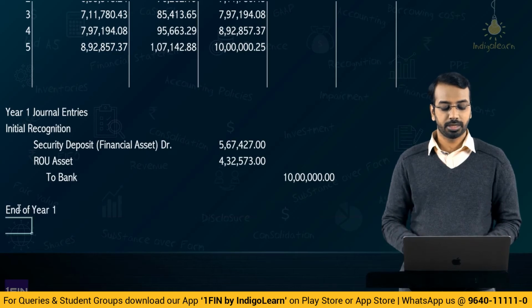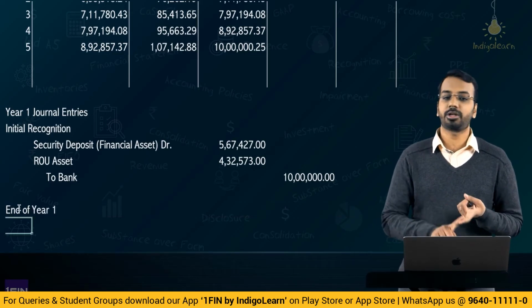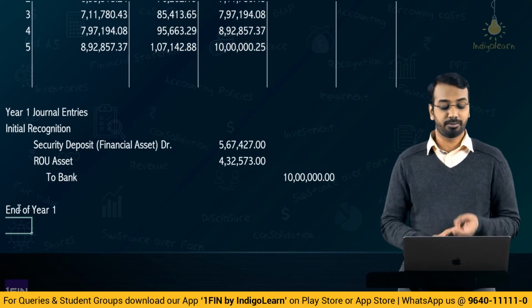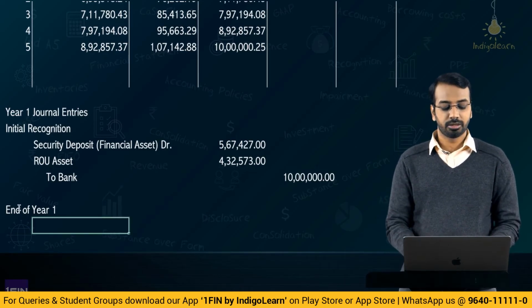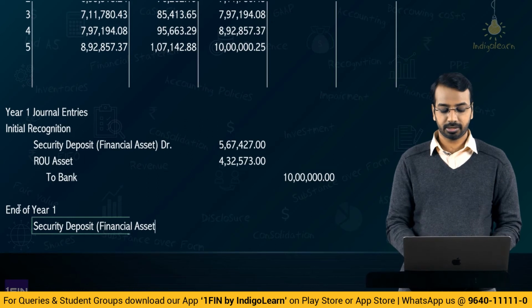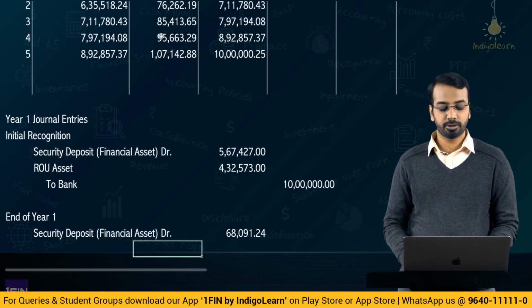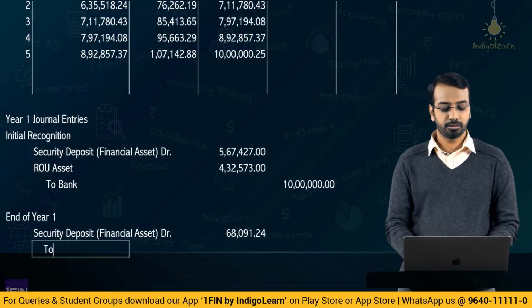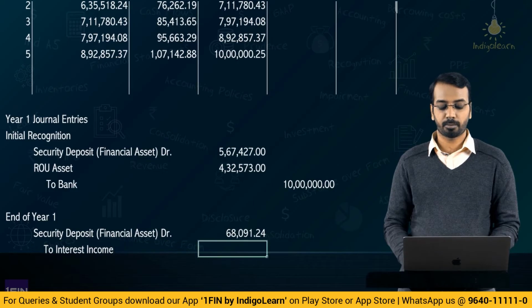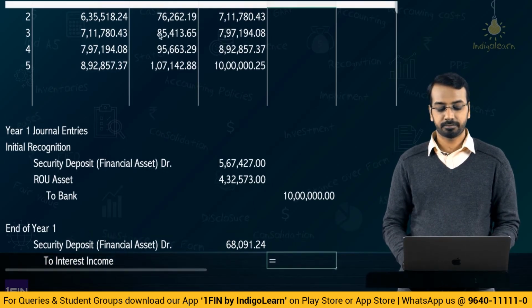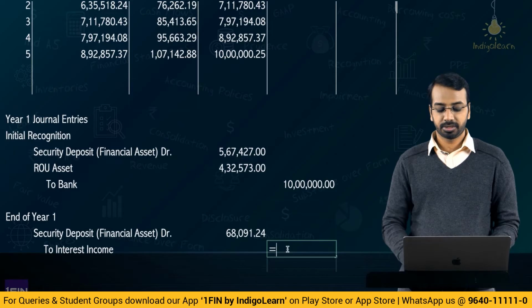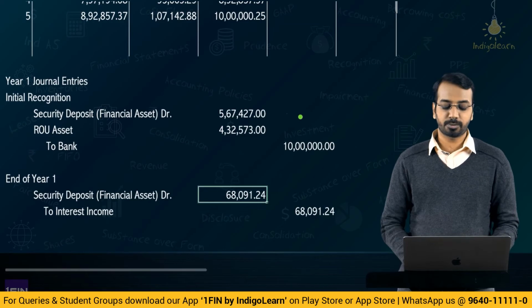Then end of year 1. End of year 1, what all will happen? You have to amortize the right of use asset and you will have the interest income. So, interest income, when you recognize, you add it to security deposit financial asset, debit by the interest amount, which is 68,091.24, to interest income, 68,091.24. Now, what happens is, please see the flow of transaction.